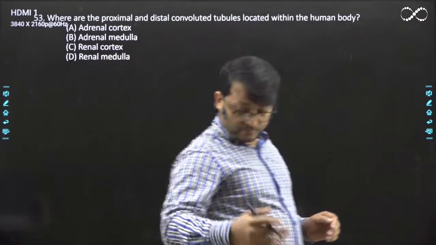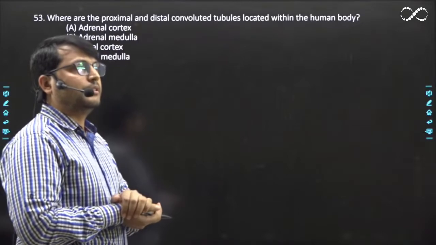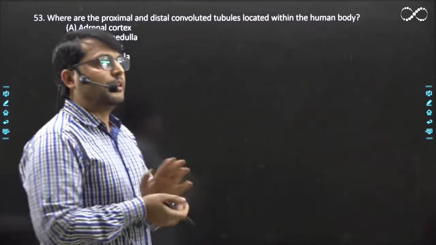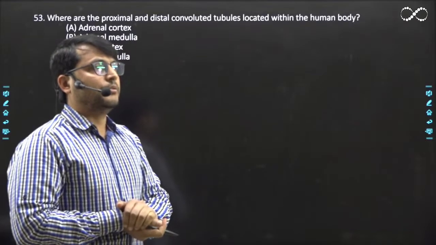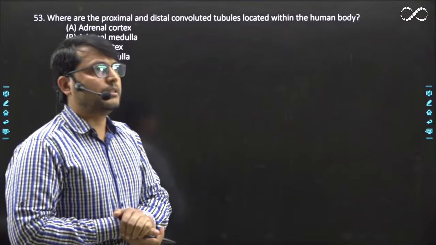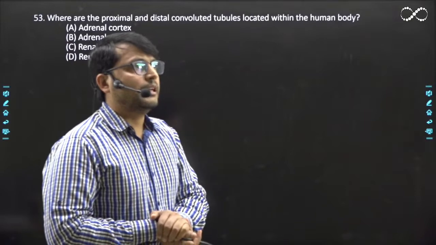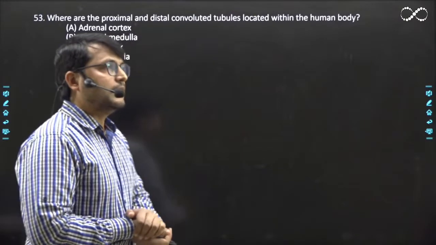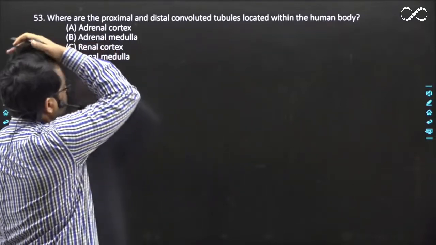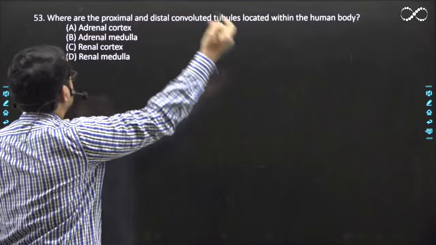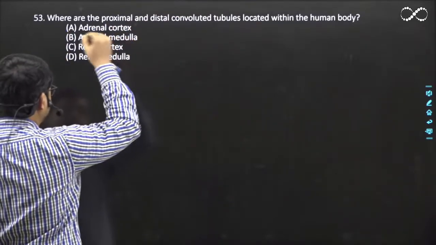So what are the options coming in? Shweta is saying, I don't remember this. Okay, no worries. Akhil is saying Bowman's capsule, PCT, loop of Henle, DCT. Okay, and then Agrim is saying, I remember many answers as this is discussed before. Okay, and it is just 10th NCERT. So the question is, where are the proximal and distal convoluted tubules located within the human body? Adrenal cortex, adrenal medulla, renal cortex, renal medulla.